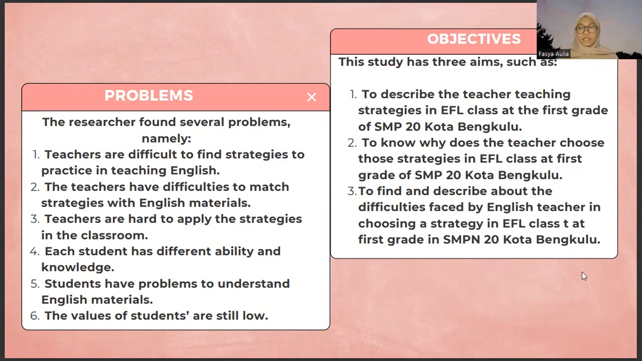And then the study has three aims, such as first, to describe the teacher teaching strategies in EFL class at the first grade of SMP 20 Kota Bengkulu. Second, to know why the teacher chooses those strategies in EFL class at first grade of SMP 20 Kota Bengkulu. And the last is to find and describe the difficulties faced by English teacher in choosing a strategy in EFL class at first grade in SMPN 20 Kota Bengkulu.